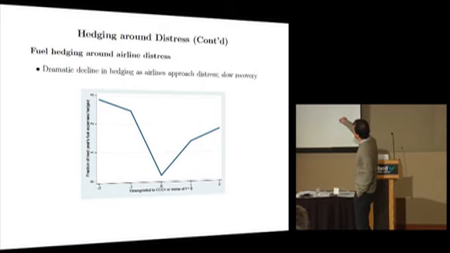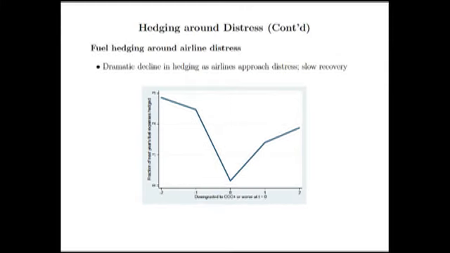And so the pattern is like this. At time 0, you hit distress. What happens? Two years before, you hedge almost 30%. A year before, you hedge about 26%. When you hit distress, you hedge less than 5%. So essentially you almost cut risk management completely, and then it recovers, but slowly.